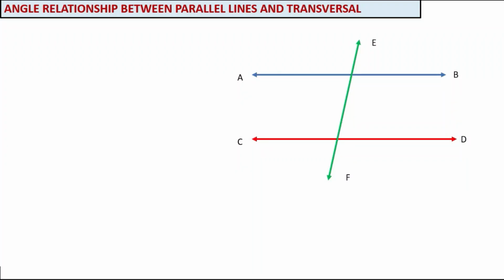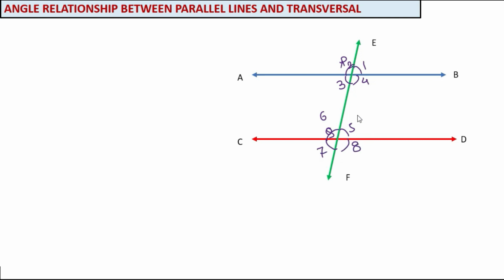So, AB and CD are the two parallel lines, and EF is the transversal meeting the line AB at the point P and CD at the point Q. As soon as the transversal cuts these parallel lines, 8 angles are formed. The first line forms angle 1, angle 2, angle 3 and angle 4. Similarly, the second line also forms angle 5, angle 6, angle 7 and angle 8.